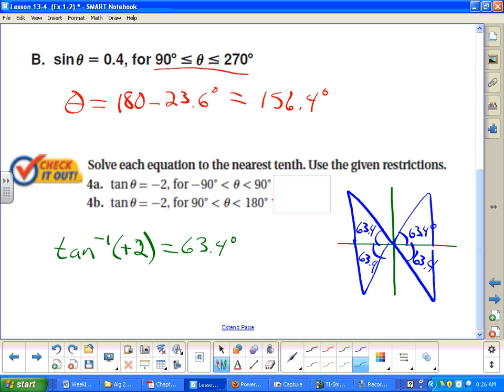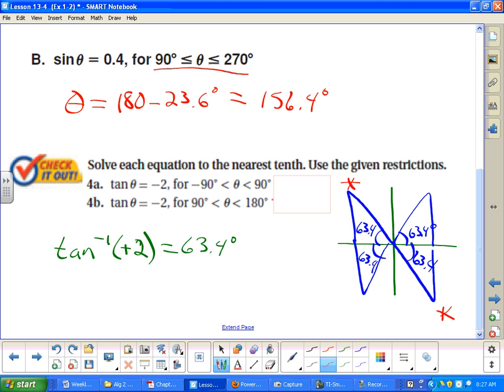So they have the tangent of theta equals negative 2. Well, where is tangent negative? It's negative when y over x is negative, right? So when sine and cosine have opposite signs, or y and x have opposite signs, it's negative. So we're talking about up here in the second quadrant, because sine is positive, cosine is negative, and down here in the fourth quadrant, where sine is negative and cosine is positive.